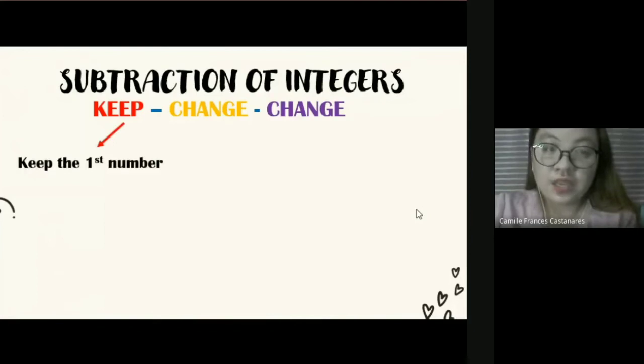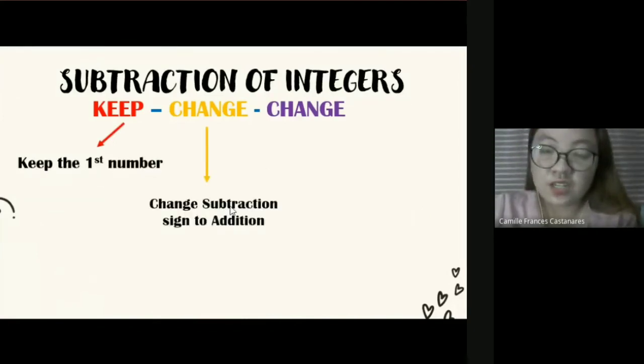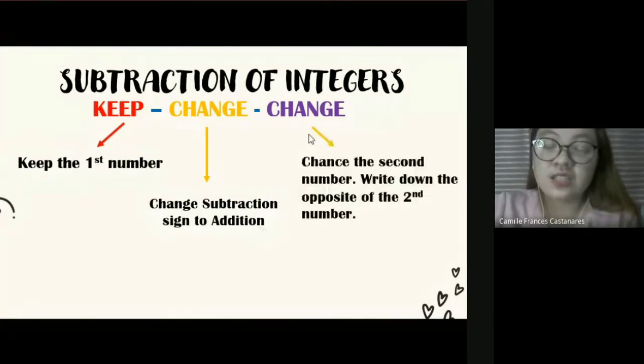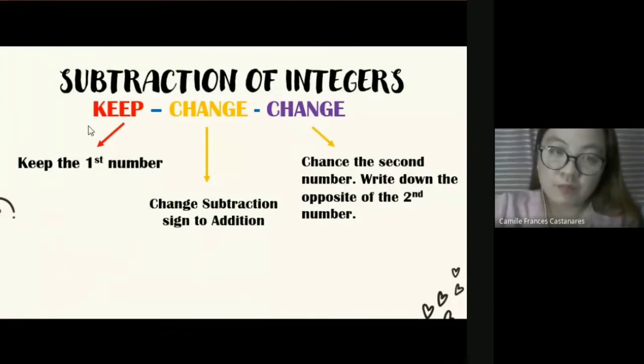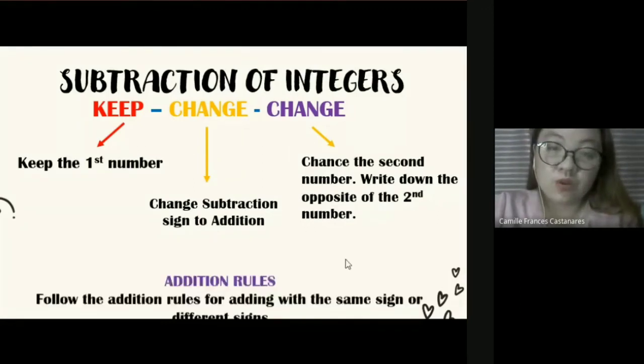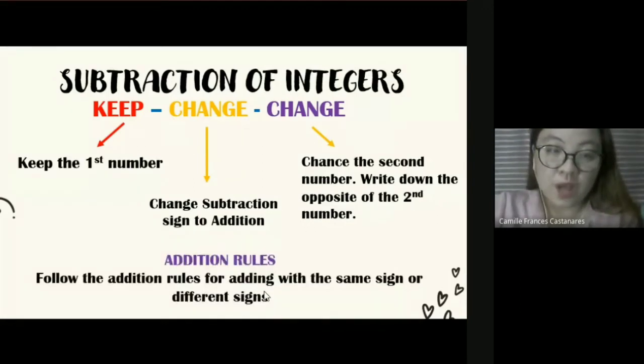First, keep the first number. Second, change the subtraction sign to addition. So from minus, we make the sign addition. And then change the second number, meaning write down the opposite of the second number. Then after we keep, change, change, we apply the addition rule. So follow the addition rules for adding with the same sign or different signs.